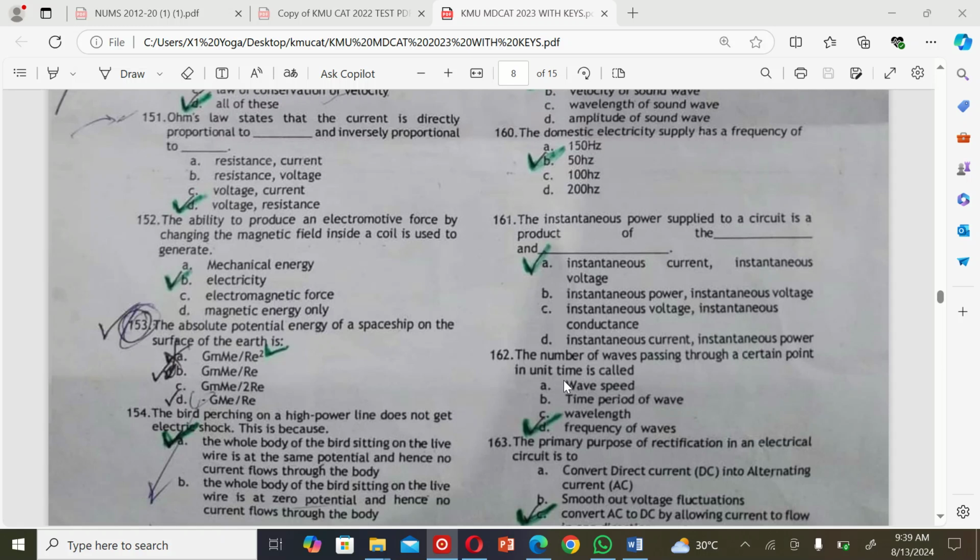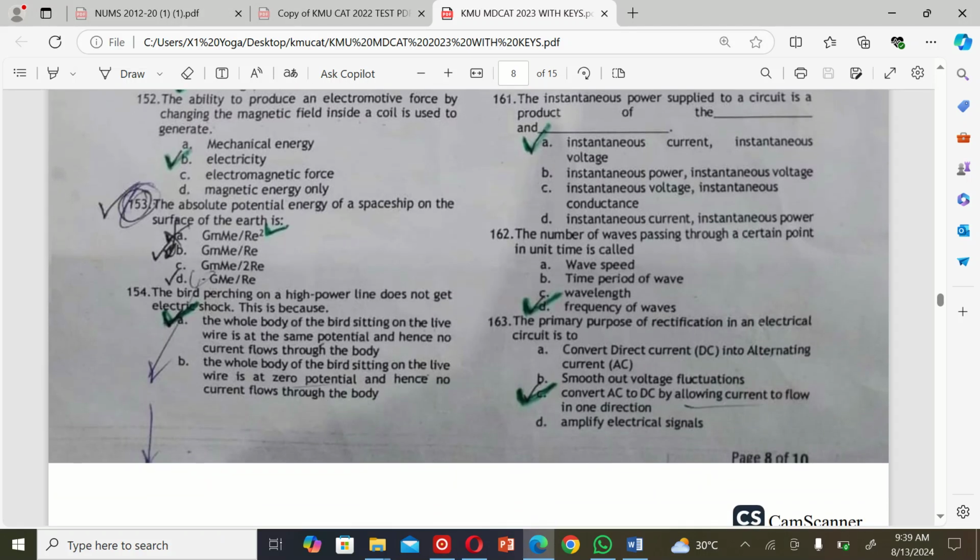The next MCQ is: the number of waves passing through a certain point in unit time is called A, wave speed; B, time period of wave; C, wavelength; and D, frequency of waves. So the correct option is D, frequency of waves.